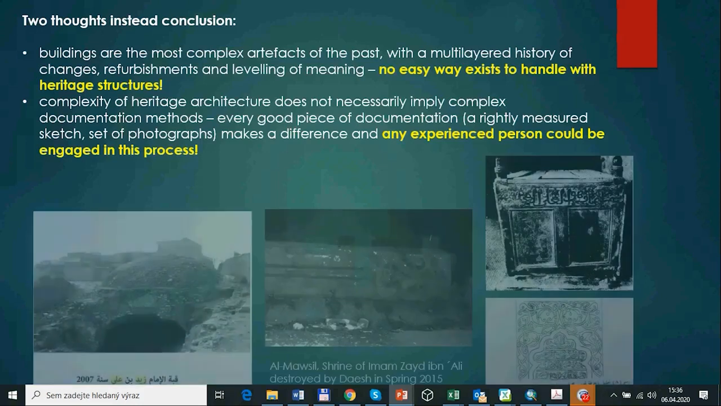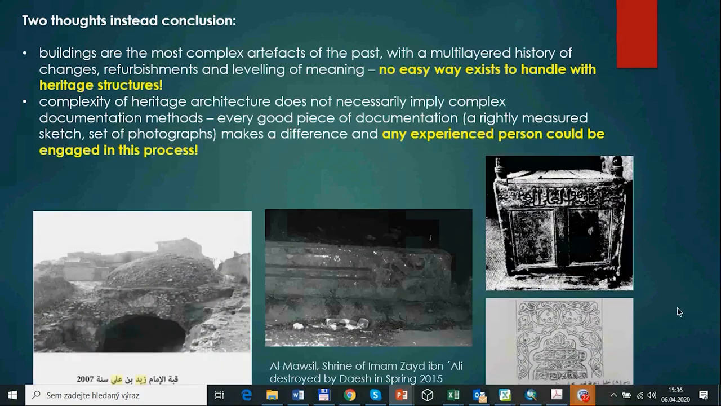However, on the other hand, the complexity of heritage architecture doesn't necessarily imply complex documentation methods. Every good piece of documentation, for example, a rightly measured sketch or a set of photographs, makes a difference, and it is important to say that any experienced person could be engaged in this process.